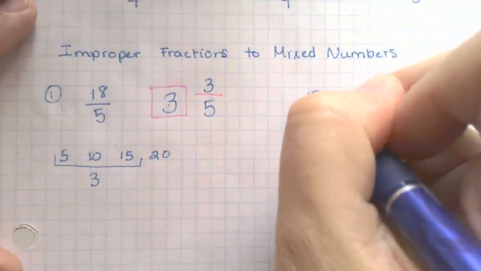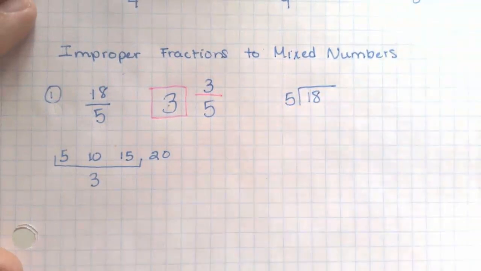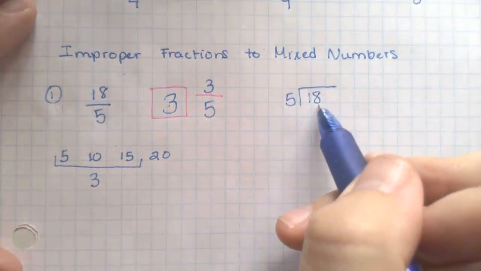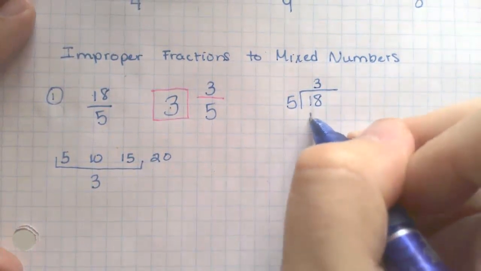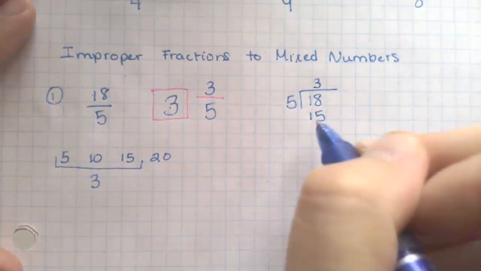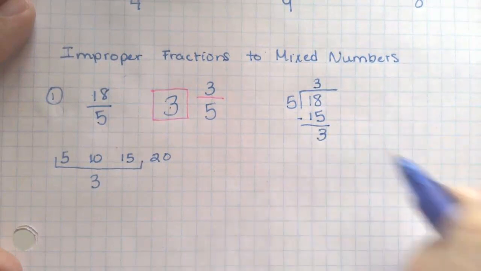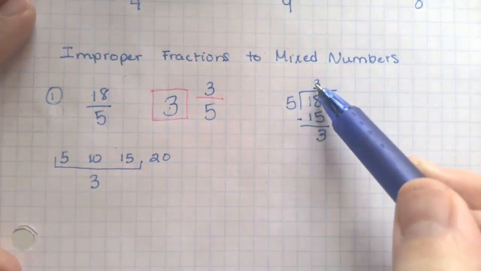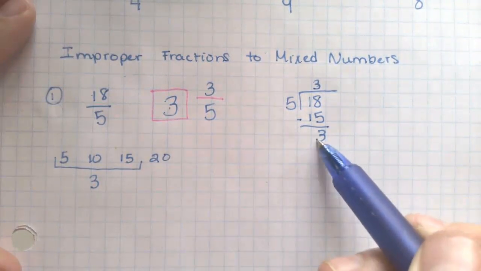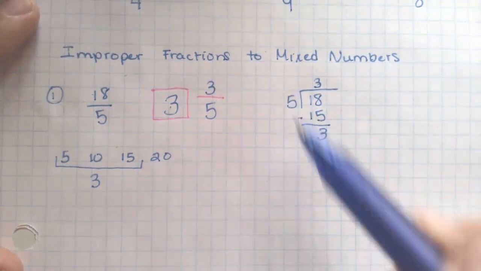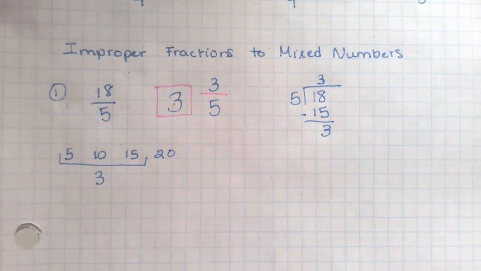So if you did 18 divided by 5, 5 goes into 18 3 times. That's 3 multiples of 5, and you're going to get 15. And then you'll subtract, and you'll get a remainder of 3. So this 3 is actually this, and your remainder goes here. I know because they're both 3s, a little bit confusing, but makes a little bit of sense.